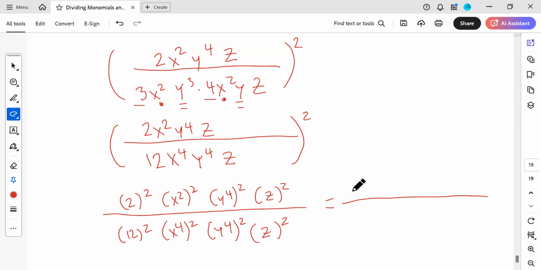2 squared is going to be 4. Then I'm going to get x to the 4th, y to the 8th, and z to the 2nd. 12 squared is going to be 144. Then I'm going to get x to the 8th, y to the 8th, and z to the 2nd.